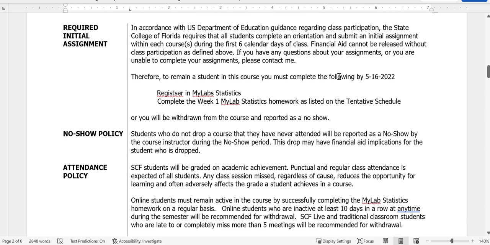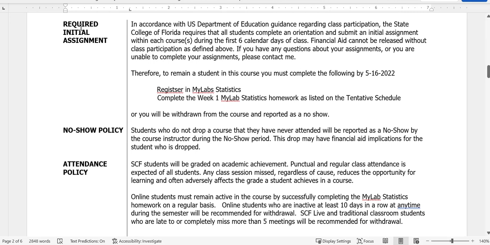work with you. Now, the required initial assignment, it's by law. State law says that if you sign up for a course and you don't do anything, then you'll be withdrawn. So that's the bottom line. It's a financial aid issue. You can't just sign up, get financial aid, and then say, I'm not going to do anything. They don't like that, and they require us to check to see that you're doing something.